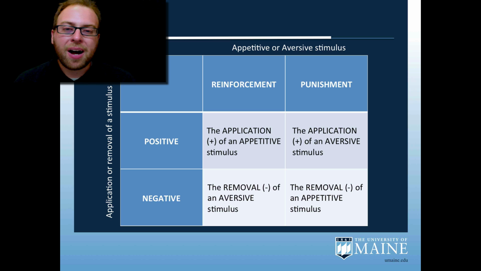But remember, positive just means the application of a stimulus, and punishment just means something that's designed to reduce a behavior. So most punishment you probably think of when you think of punishment is positive punishment. It's applying an aversive stimulus. It's playing a noise when you're not doing what I want you to do. Negative punishment is the removal of an appetitive stimulus. This is something like grounding.